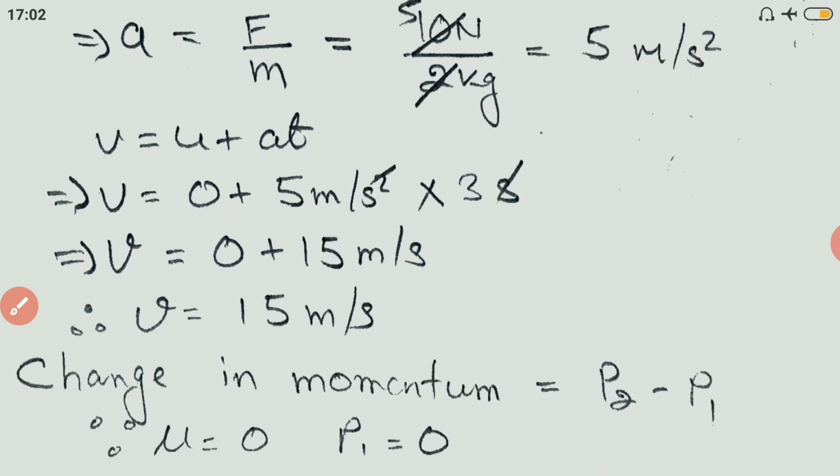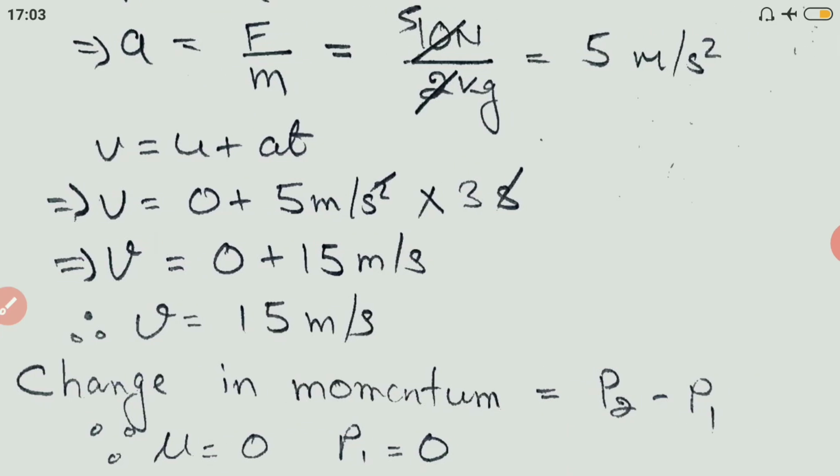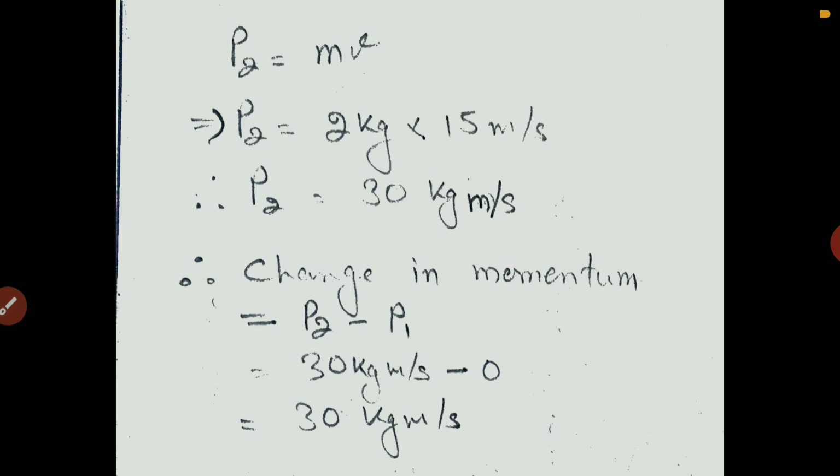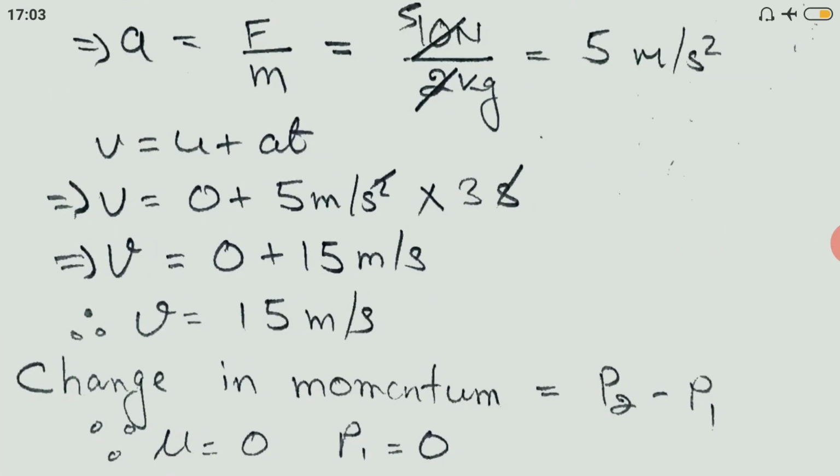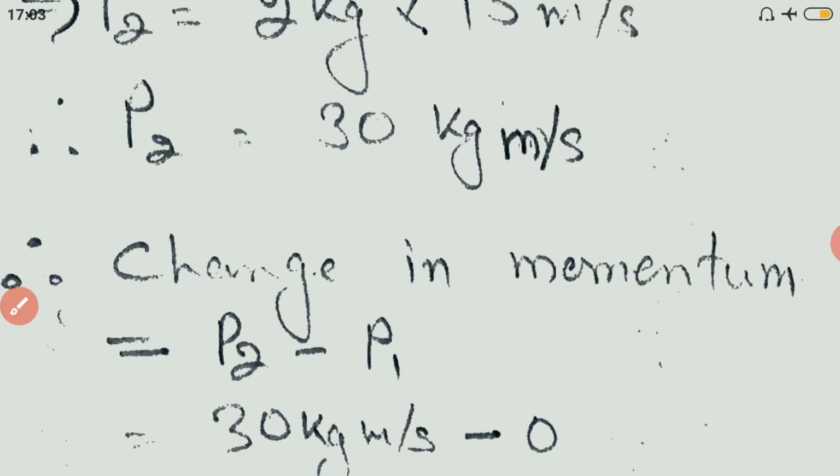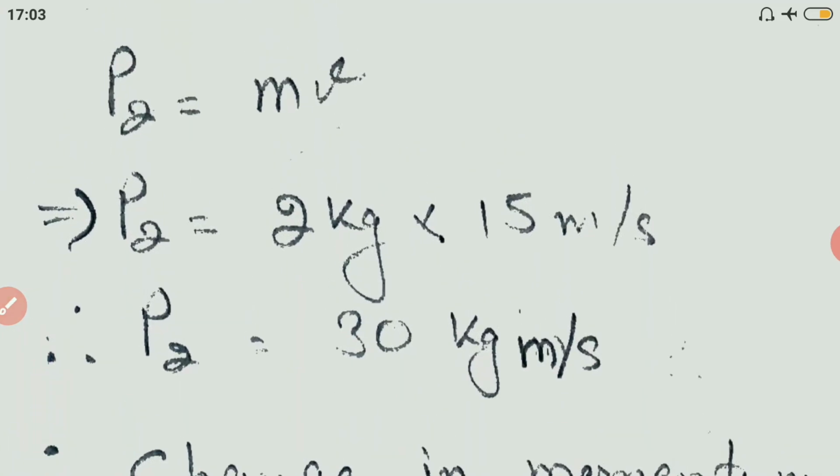Then we can go to the second part, which is change in momentum. That is final momentum minus initial momentum. Since u was 0, initial velocity was 0, therefore my initial momentum will also be 0, right? Now continuation part here. Now I am supposed to find the final momentum.